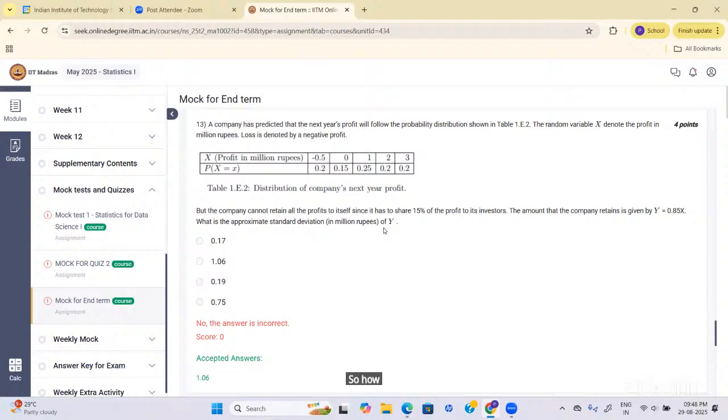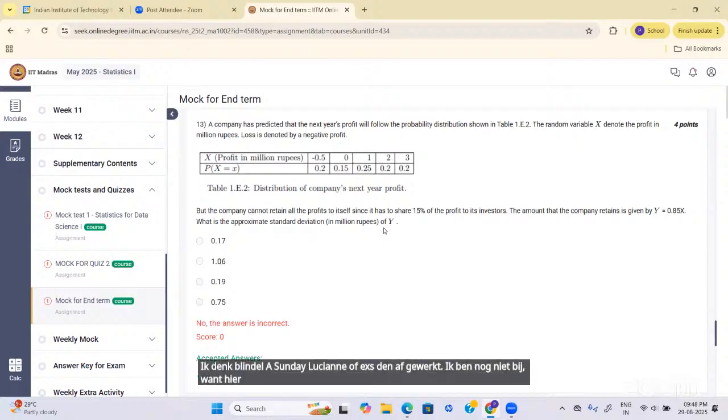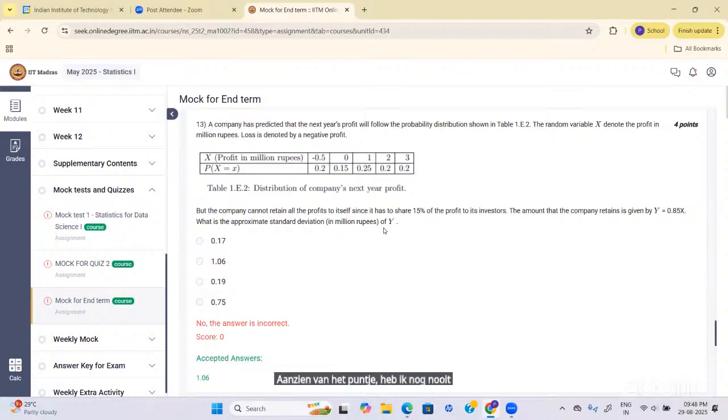So how will you calculate this thing? You can directly apply the standard deviation formula and find the variance and standard deviation of X. Then after that, we can multiply by 0.5, then we can find Y. Yeah, so we have to find the standard deviation of Y.